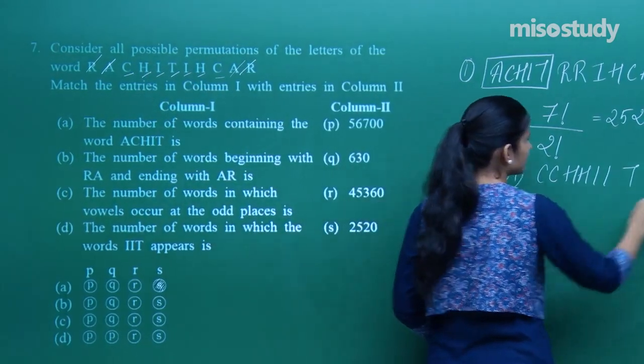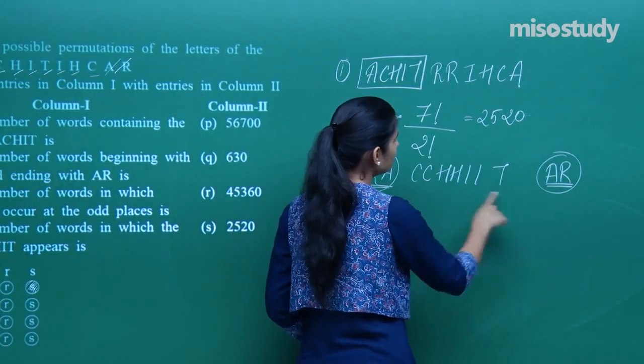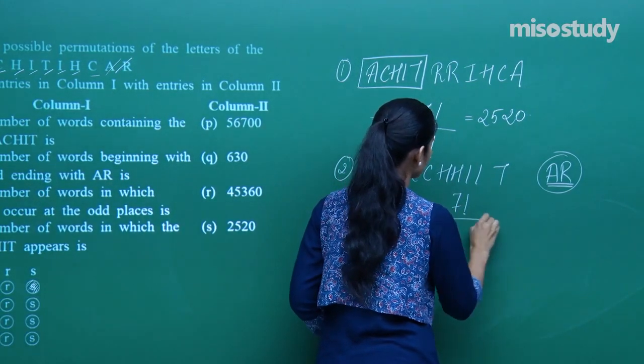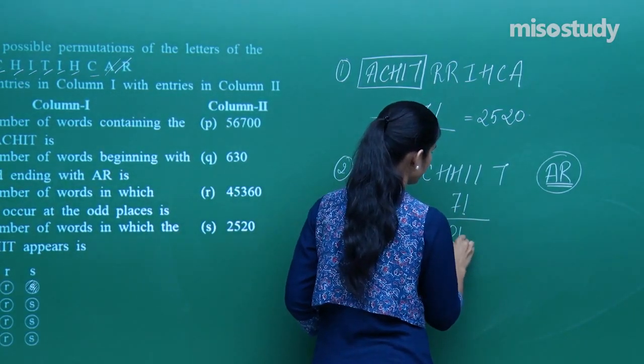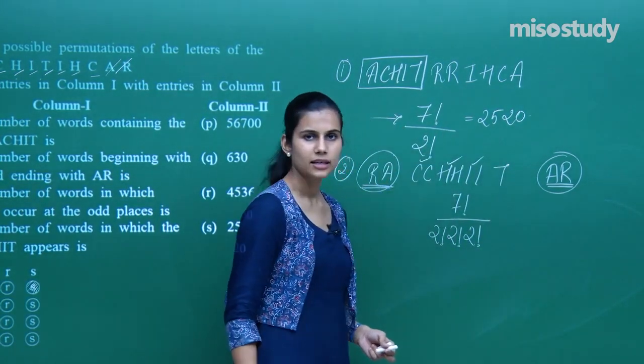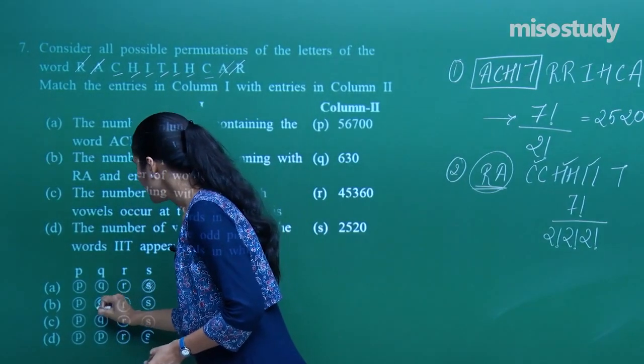So this is fixed. How many ways can I permute these now? 1, 2, 3, 4, 5, 6, 7. 7 factorial upon 2 factorial into 2 factorial into 2 factorial because there are 2 C's, 2 H's and 2 I's. And this number comes out to be 630. Q gets matched.